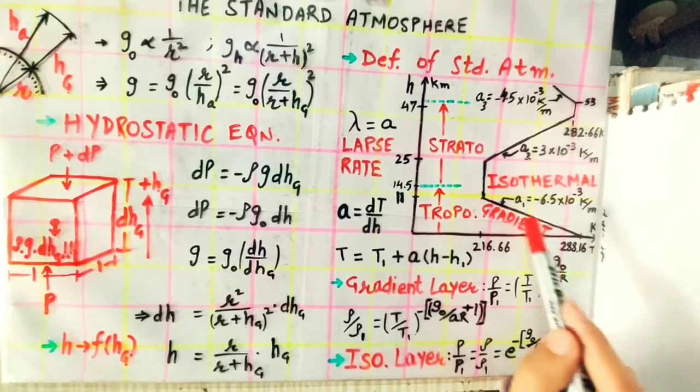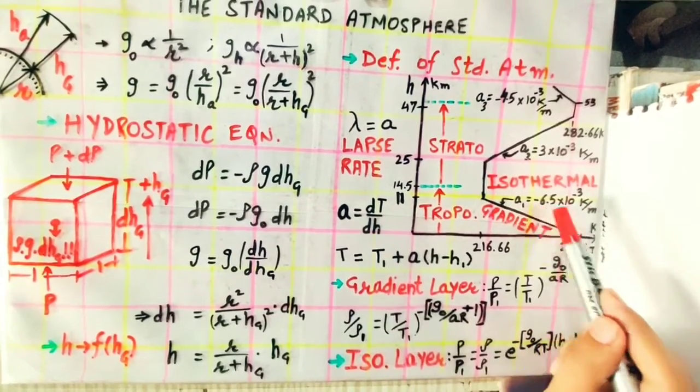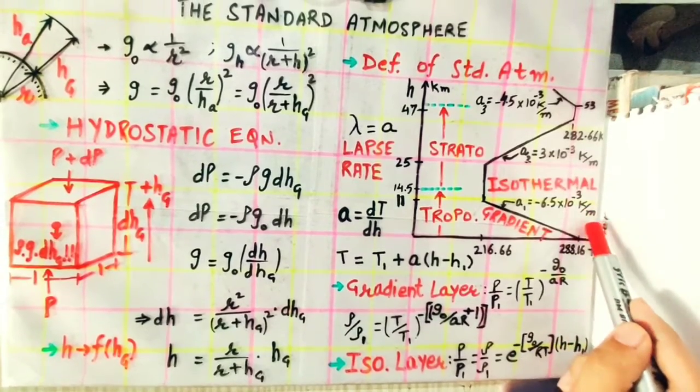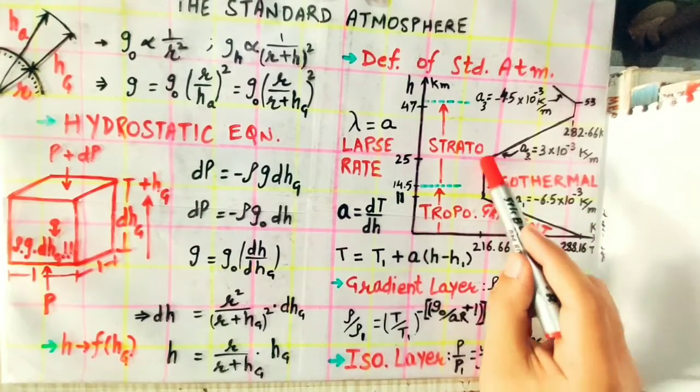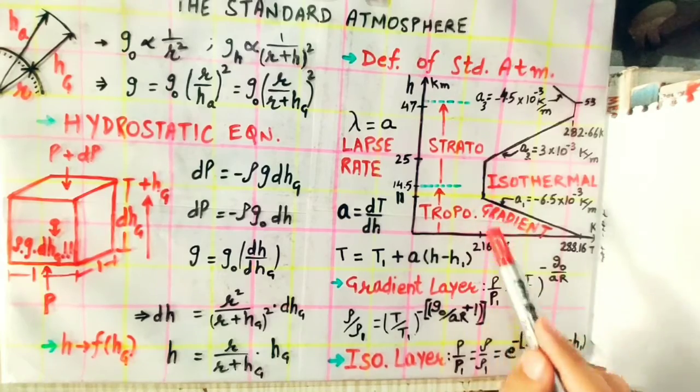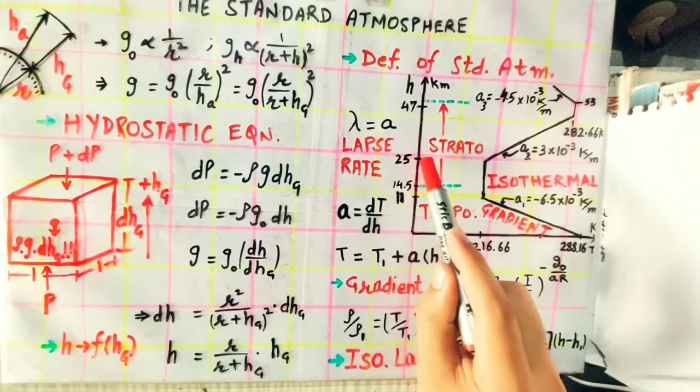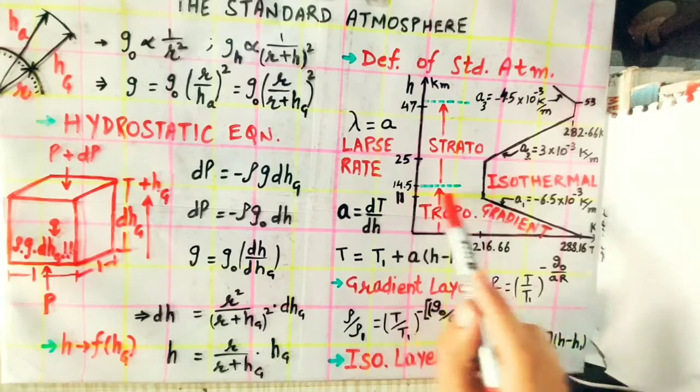Okay, so the slope or the gradient dT/dh, a1, equals minus 6.5 × 10^-3 Kelvin per meter for this gradient. And for this isothermal layer, the temperature remains constant with the height from 11 km to 25 km, and 11 km is known as the tropopause.